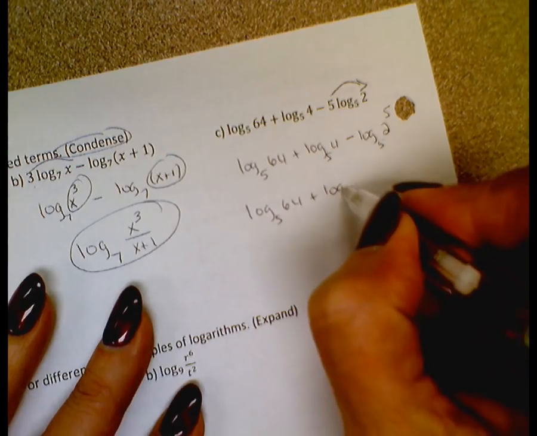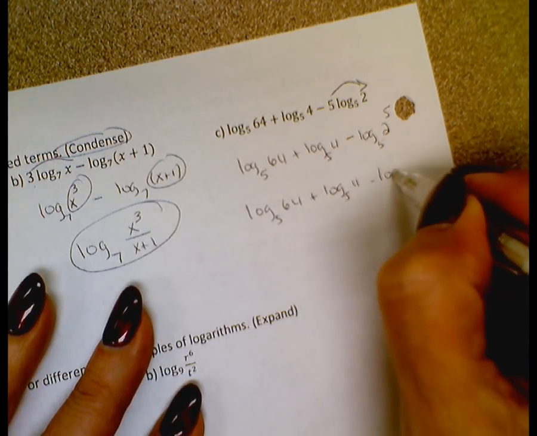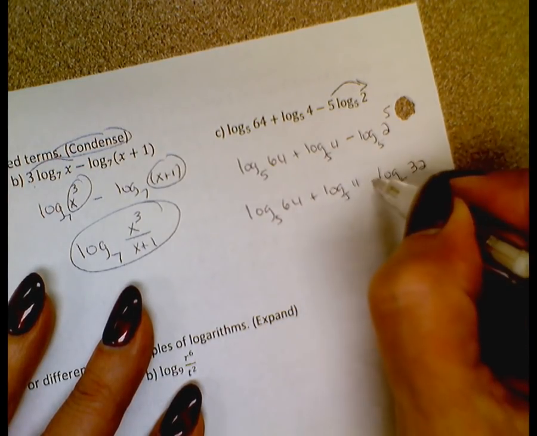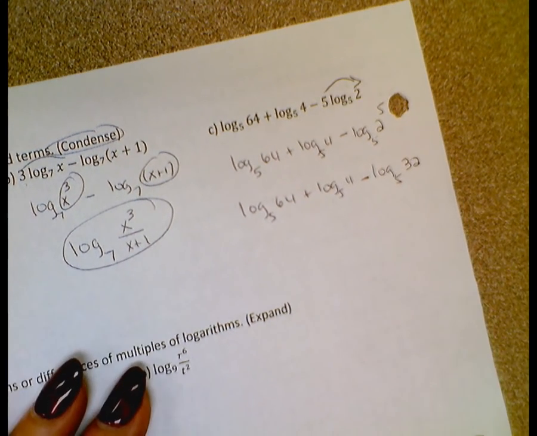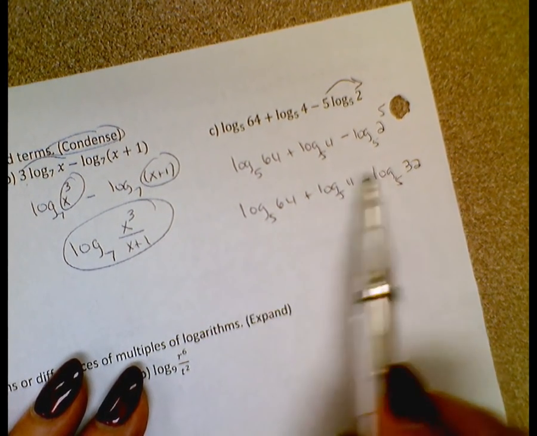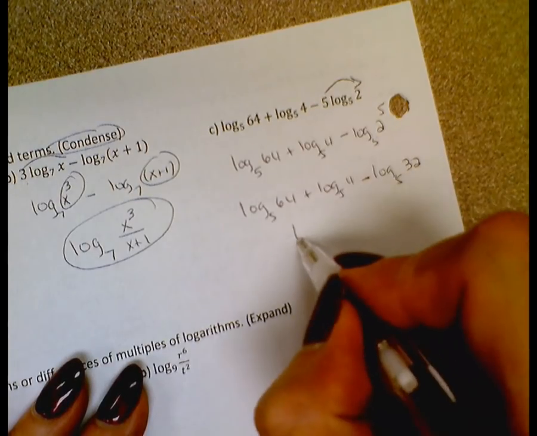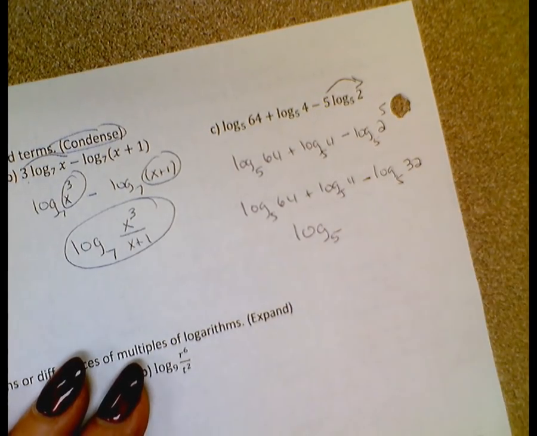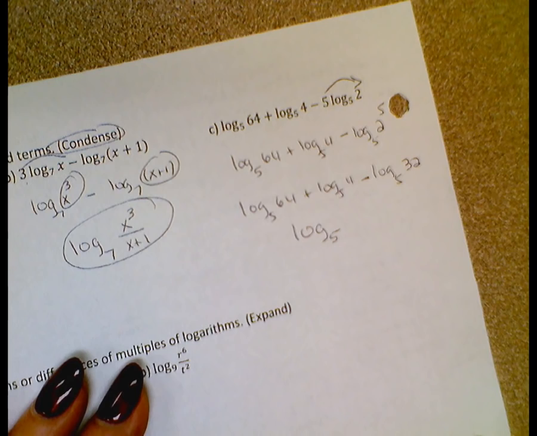So I'm going to rewrite all these again. So this is really log base 5 of 32. If you look at your sheet, 2 to the 5th is 32. So this is what I have. Single log, single log, single log. We're going to take all these single logs and make it one single log of base 5.